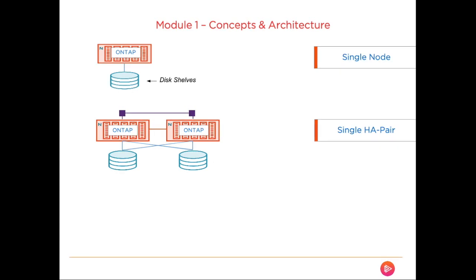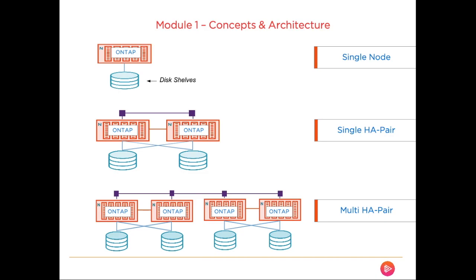And finally, you can scale out a single HA pair to multiple HA pairs. So you can add more HA pairs to the same cluster. The maximum number of nodes in one single cluster is 24. So in other words, 12 HA pairs. As you can see in the drawing, each HA pair has its own HA interconnect, and all HA pairs together are interconnected via the cluster interconnect network.